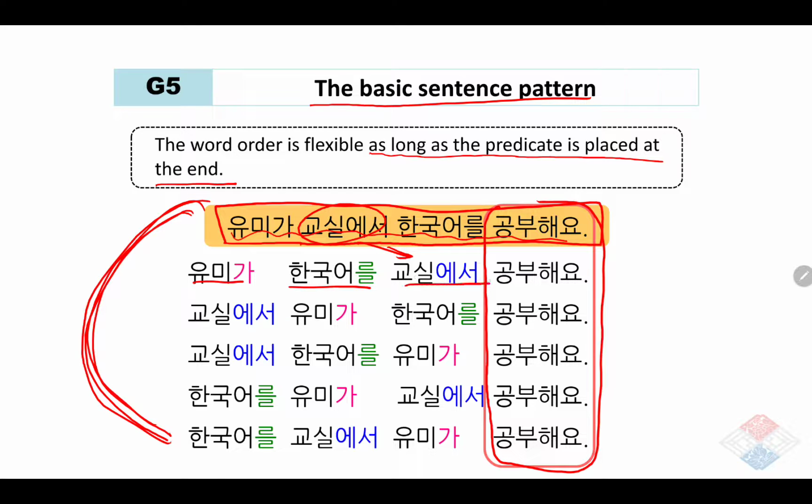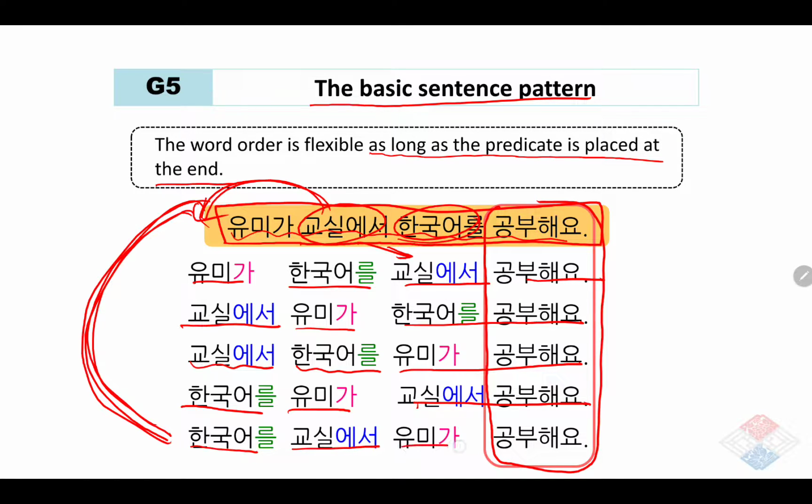유미가 한국어를 교실에서 공부해요. Okay. Or put it at the beginning. 교실에서 유미가 한국어를 공부해요. Also okay. Put the location at the beginning and then put the object before the subject. 교실에서 한국어를 유미가 공부해요. 한국어를 유미가 교실에서 공부해요. 한국어를 교실에서 유미가 공부해요. All of them are grammatical.